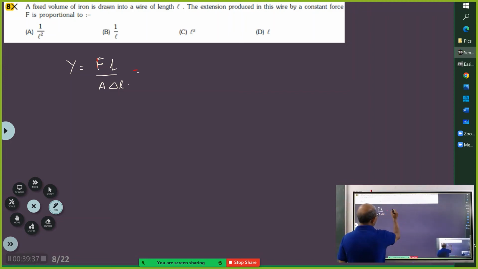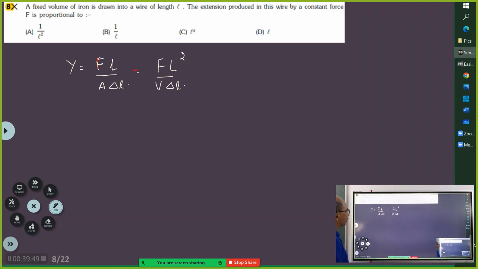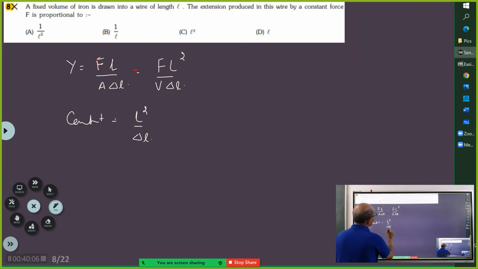So multiply and divide by L. So this becomes F L square by A into L. If you do, you will get the volume. Okay, and then you will have delta L. Clear? Yes, sir. And the force they have told is constant, and V is also constant, Y is also constant. So again you will get something constant here. Constant is equal to L square by delta L.